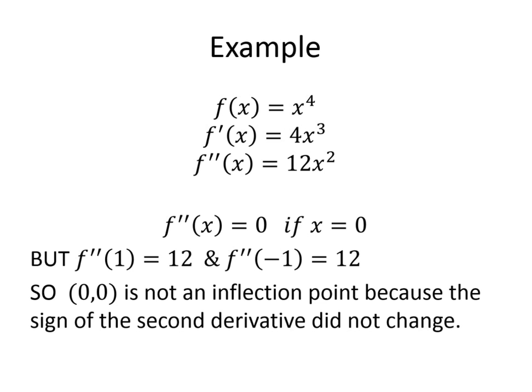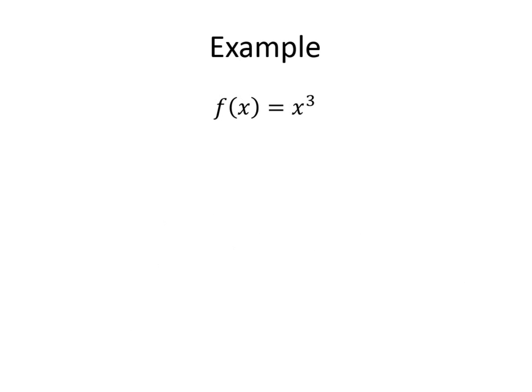What that means is that 0 is not an inflection point because the sign on the second derivative did not change. Go ahead and try this example now on your own. Work it through, pause the video.